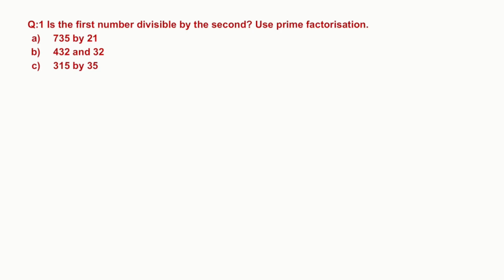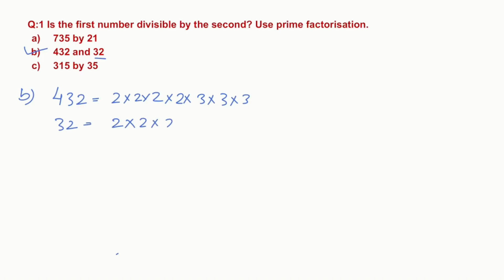Now we will see part B, whether 432 is divisible by 32 or not. Here again we are going to find the factors of 432. The factors of 432 are 2 times 2 times 2 times 2 times 3 times 3 times 3. And the factors of 32 are 2 times 2 times 2 times 2 times 2. So we will divide 432 by 32.